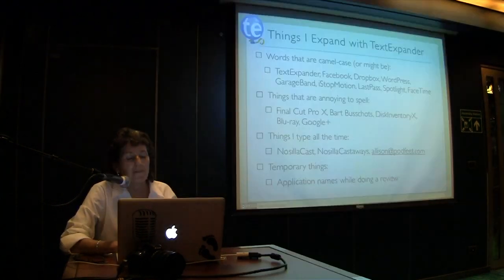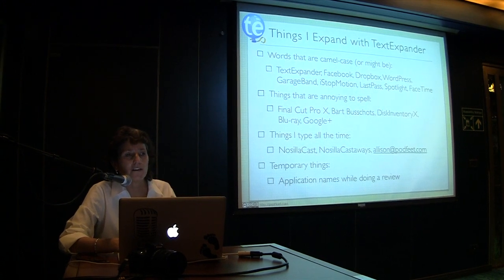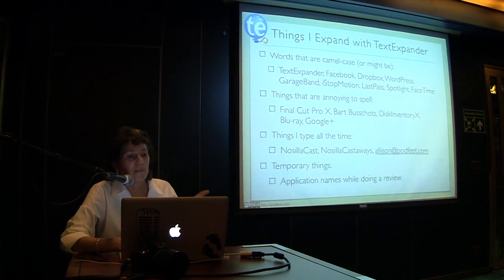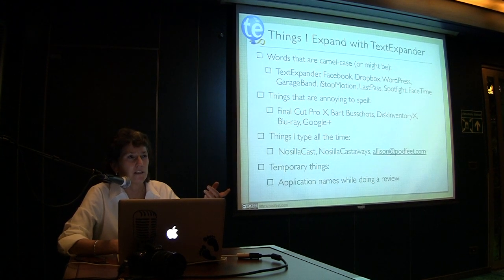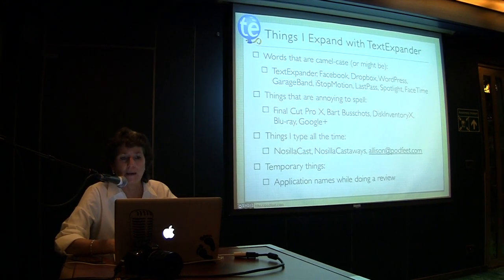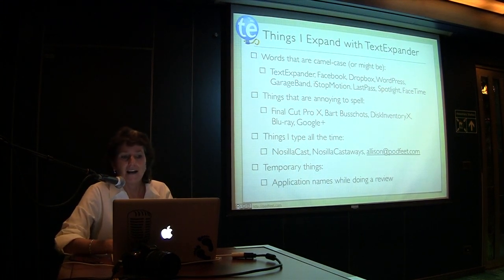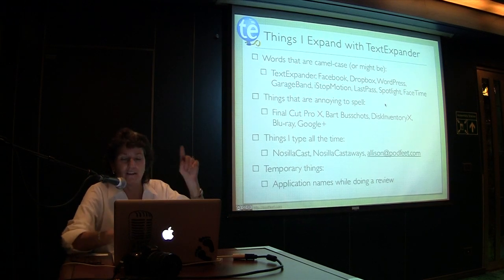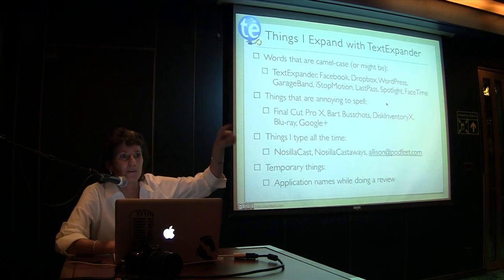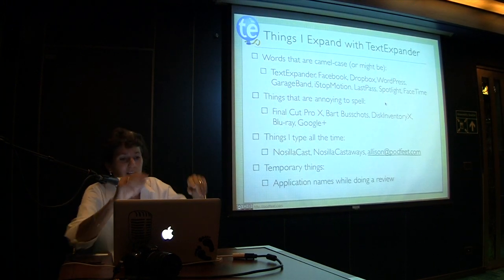Let's talk a little bit more about things you might want to expand. I do words that either are camel case or my brain thinks they might be. Like TextExpander has that E in the middle. Well, again, I write it a lot, but I'm saying, is the E capitalized or not? Facebook, is the B capitalized or not? Dropbox, is the B capitalized or not? WordPress, oh, the P is capitalized. I don't remember any of those. I just type all of those, and it does the camel case, by the way, where it has a capital letter in the middle. Technically, that's not camel case. I know it's not supposed to have a leading cap, but you get what I mean.